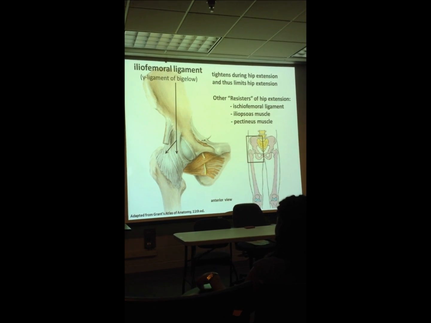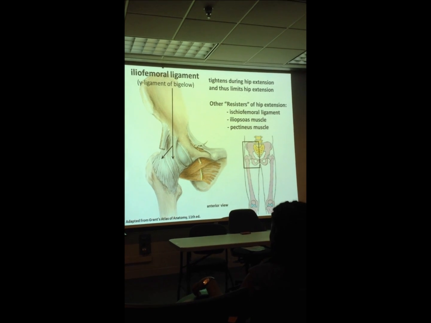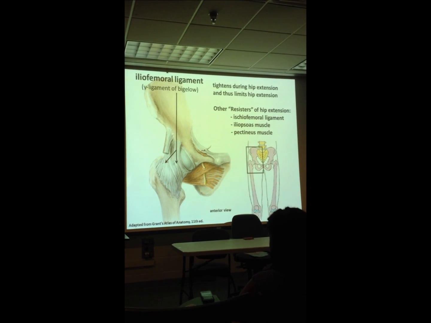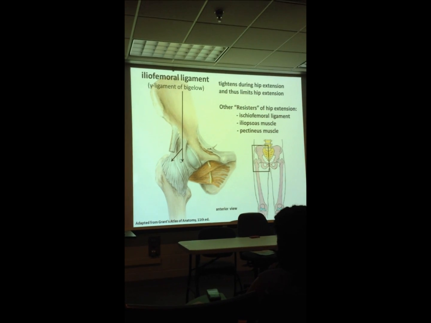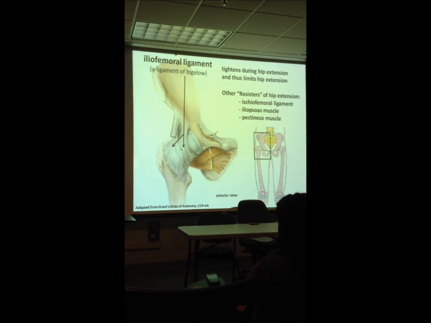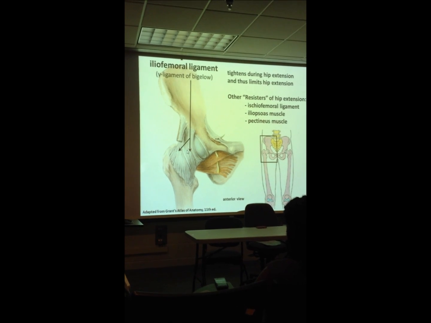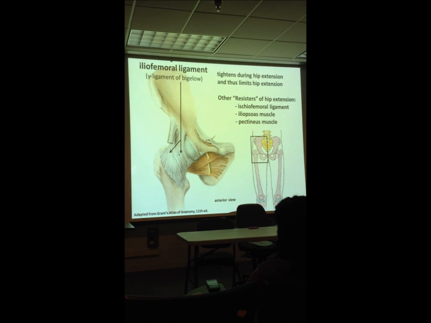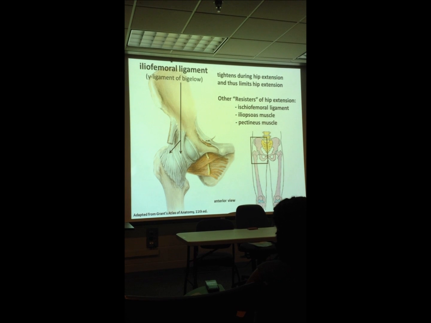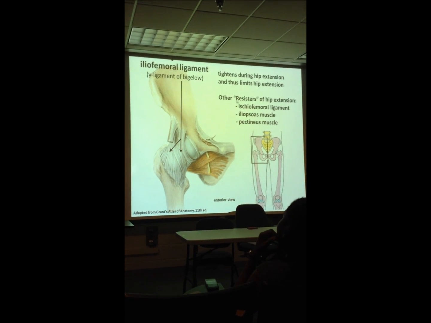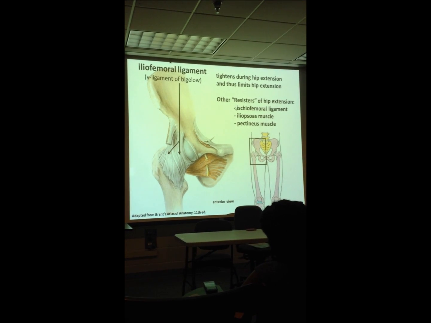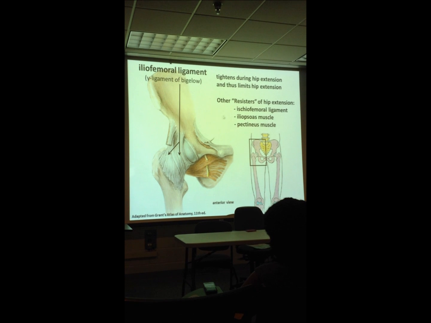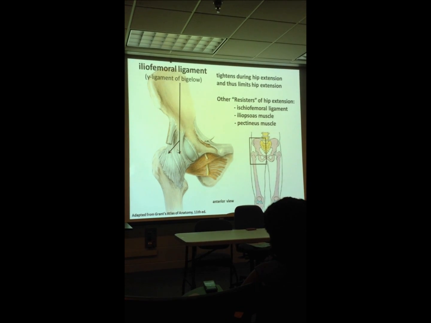Okay, so slide number 4. This ligament, the iliofemoral ligament, is there to try to prevent hyperextension. And it's good because you can stand straight without using your muscles a lot. There are other resistors of hip extension. They would include the ischiofemoral ligament.